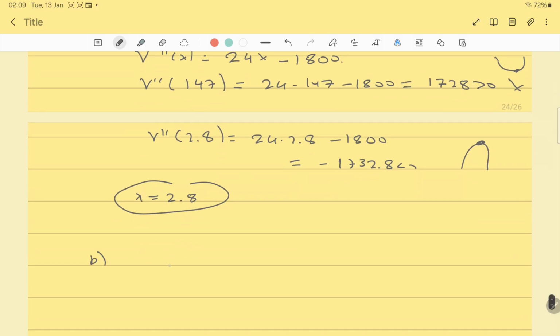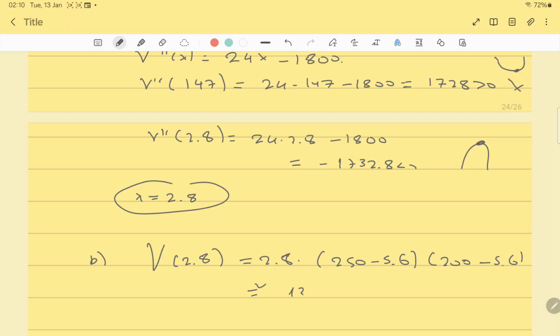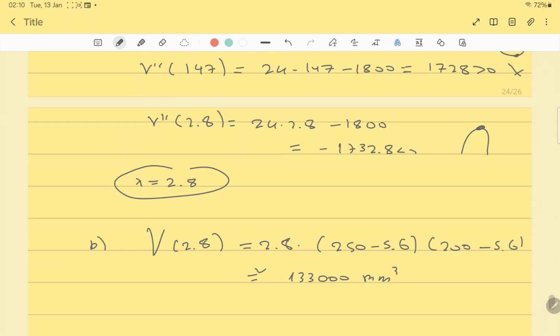And then for B, you plug in 2.8 into the formula. So it's going to be 2.8 times 250 minus 2 times 2.8, 5.6, times 200 minus 2 times 2.8, 5.6. And that is roughly 133,000 millimeter cubed.